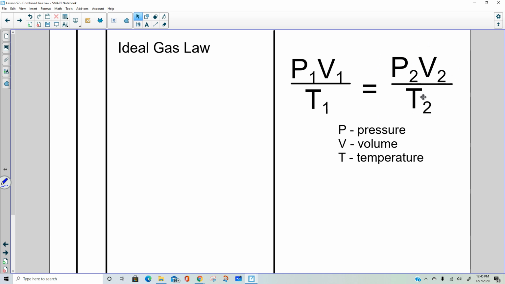The sub 2 means your final conditions, or conditions after you change. The ratio is always going to be the same. Okay, so when you put in those numbers, you have equality on the left and the right. You can go in and mess around with the pressures, the volumes, the temperatures, and change all that. But at the end of the day, those ratios will always be equivalent.